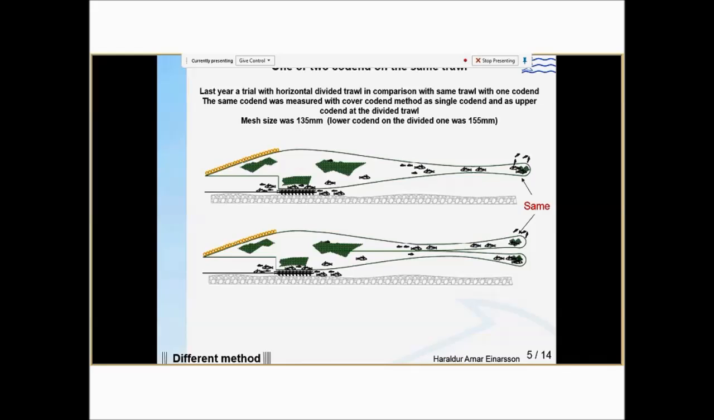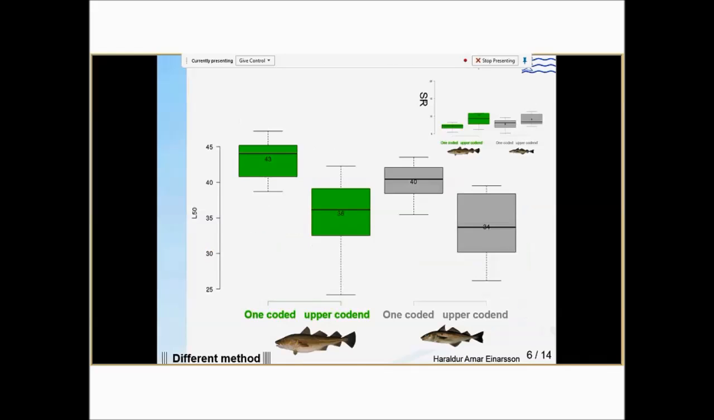So what will happen to the selectivity? Very same codend. Well, it's a huge difference. When we have one codend, we are having an average of 43 centimeters for the cod L50.